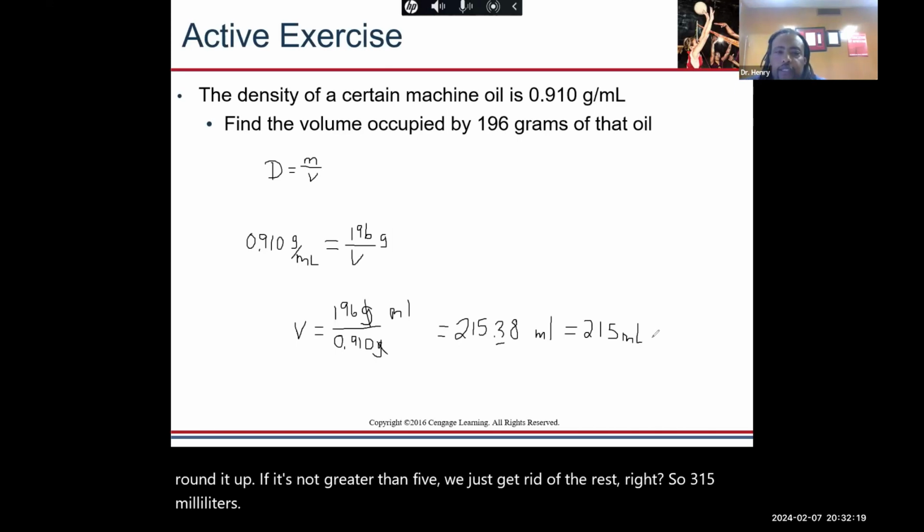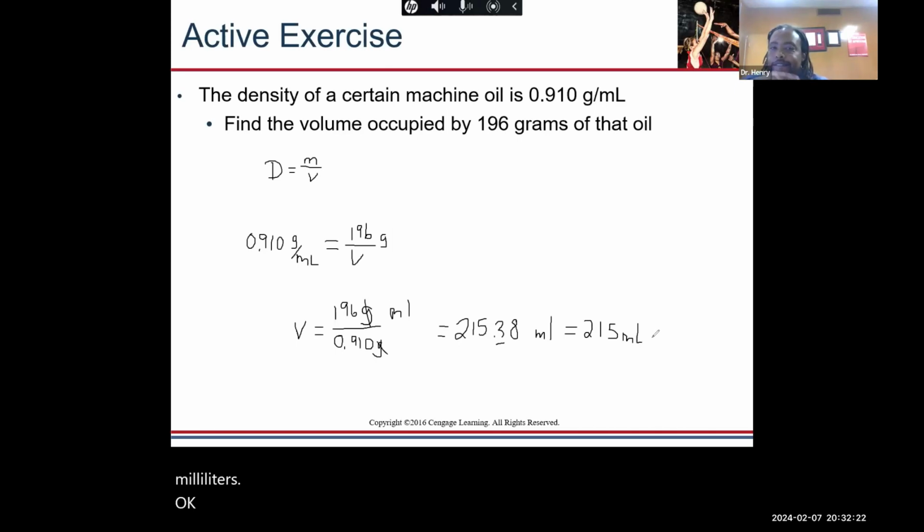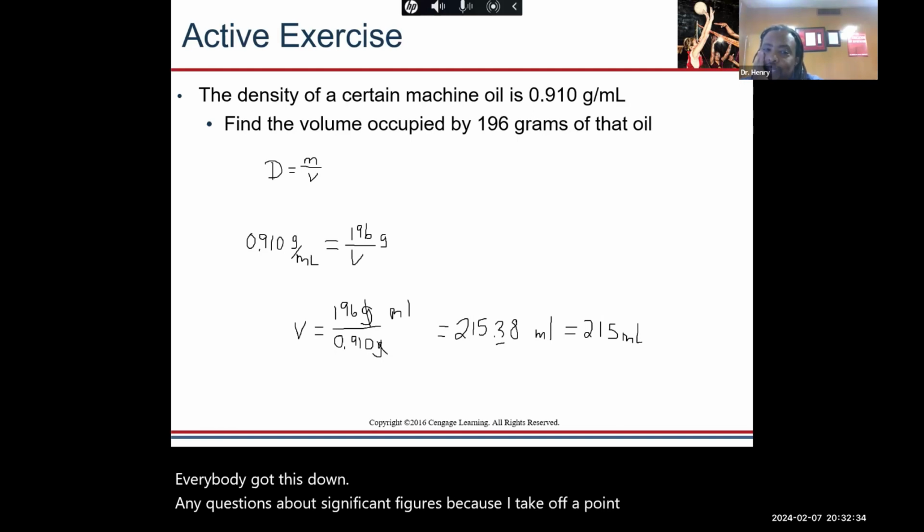Okay, questions? No questions? Everybody got this down? Any questions about significant figures? Because I take off a point for each question that you mess up on your sig figs.